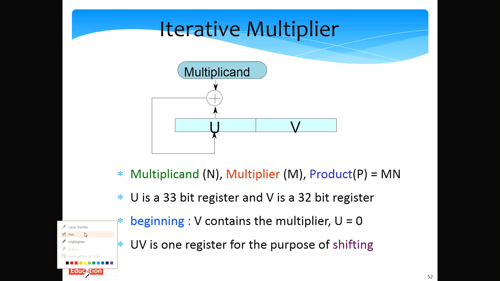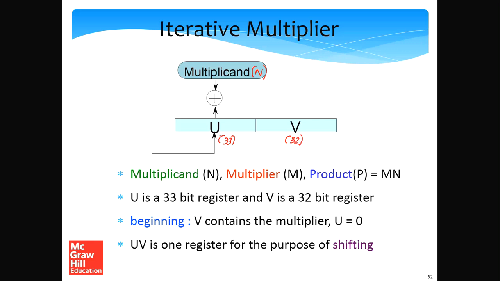So let's now take a look at the iterative multiplier. So the iterative multiplier is a very simple structure, as can be seen. So we have the multiplicand, and the multiplicand is stored in a register. So let's call the register n. Then you have the multiplier, so we'll be referring to the multiplier as m. So the aim is to compute the product, which is m times n. So in this particular scheme, we have two registers that we shall use. So we are doing, mind you, 32-bit multiplication. Register U is a 33-bit register. So this is 33 bits, and register V is 32 bits.